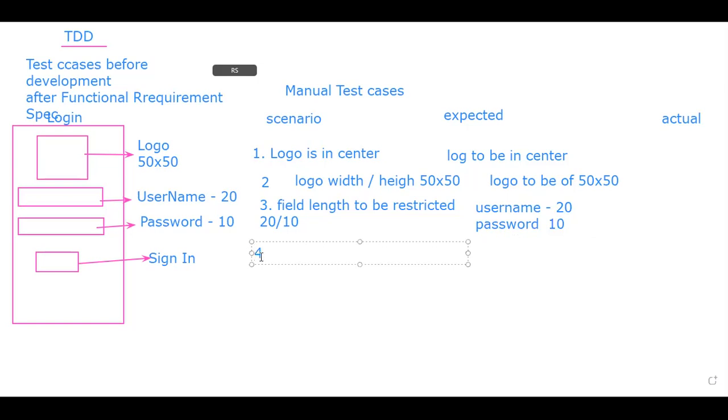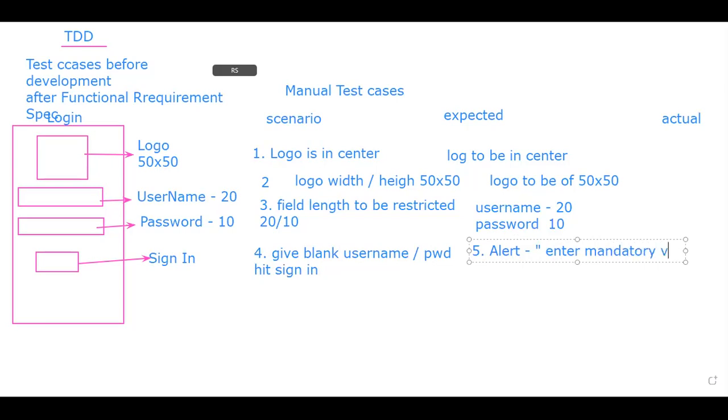Fourth is give blank username and password, hit sign in. What should happen? There should be one alert: enter mandatory value. But if you see, this was not captured in the requirement. So the testing team goes to the requirement person again and tells him, hey, there is a message which is needed. What should happen when I don't give these fields? He goes back to the customer and he starts filling in the messages.